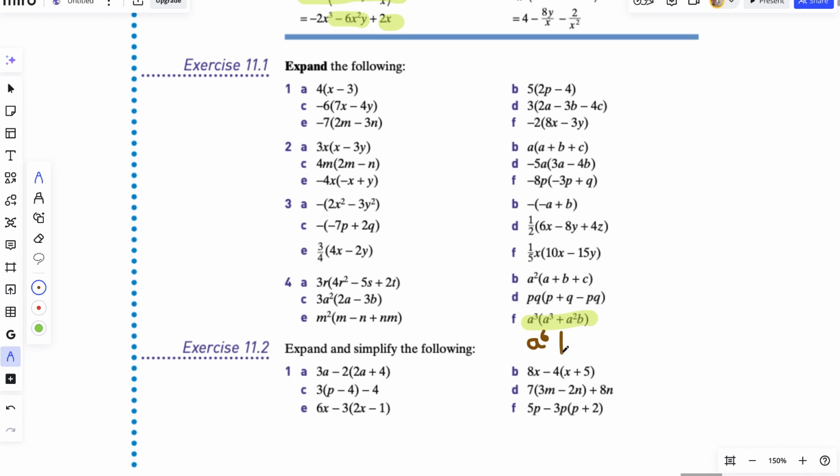plus a to the power of 3 times a to the power of 2. I'll get a to the power of 5b. Finish. I've expanded this, so it's easy. So we just expanded this example. So pause it, solve all of this, and move on.